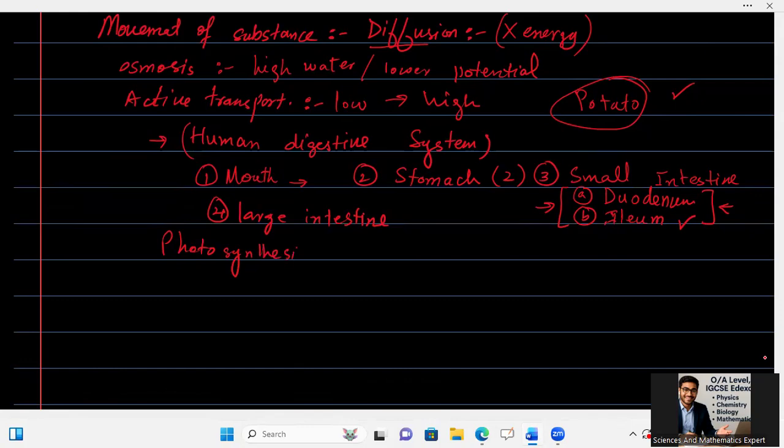Photosynthesis is the production of food by using carbon dioxide and water. If I go for the word equation, carbon dioxide plus water, in the presence of chlorophyll as a pigment and light energy falling on them, produce glucose and oxygen. Glucose and oxygen are produced in this process.